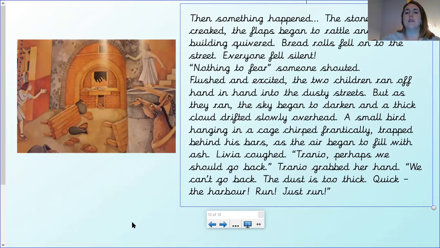Then something happened. The stone steps creaked, the flats began to rattle, and the building quivered. Bread rolls fell onto the street. Everyone fell silent. Nothing to fear, someone shouted. Flushed and excited, the two children ran off hand in hand into the dusty streets. But as they ran, the sky began to darken, and a thick cloud drifted slowly overhead. A small bird hanging in a cage chirped frantically, trapped behind his bars as the air began to fill with ash. Livia coughed. Tranio, perhaps we should go back. Tranio grabbed her hand. We can't go back. The dust is too thick. Quick, the harbour, run, just run.